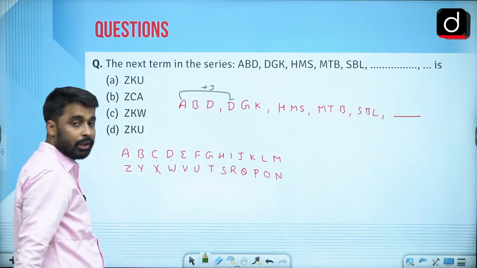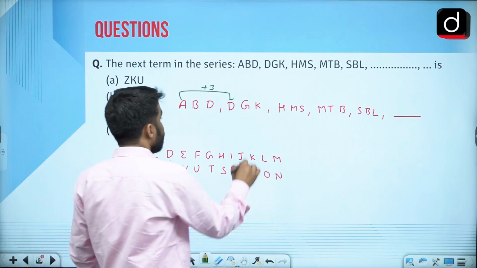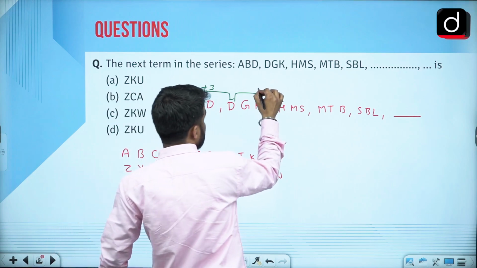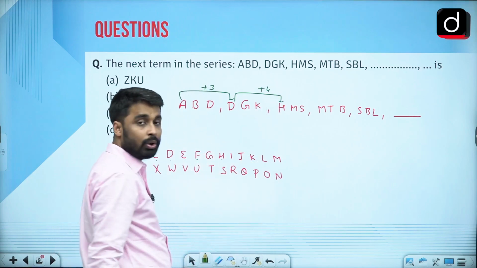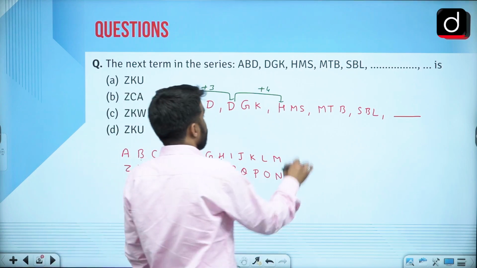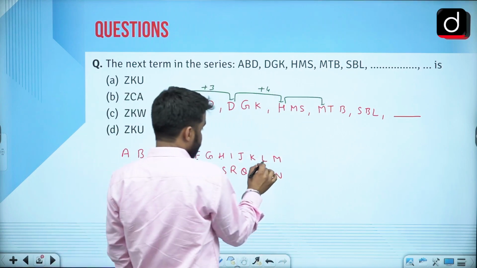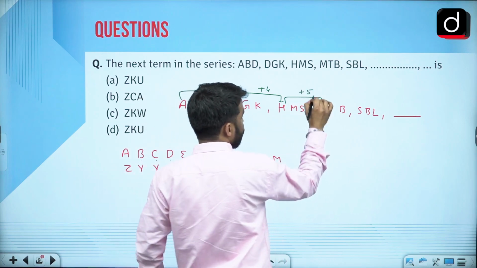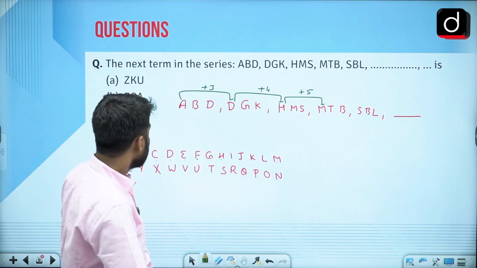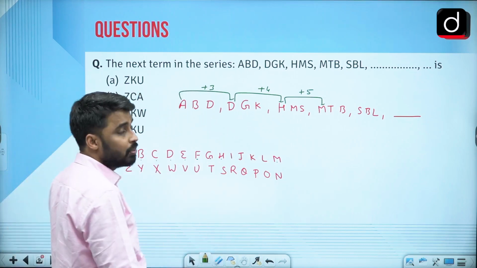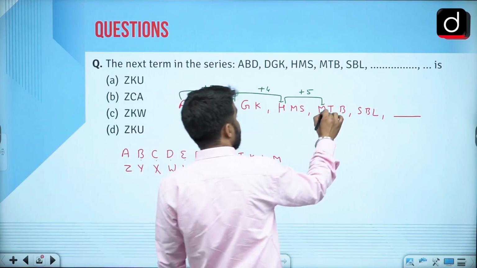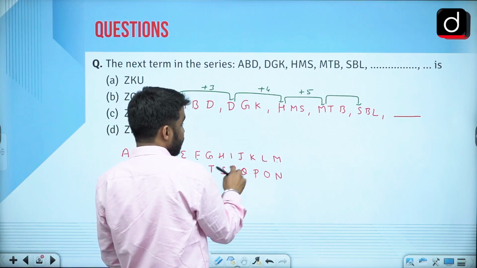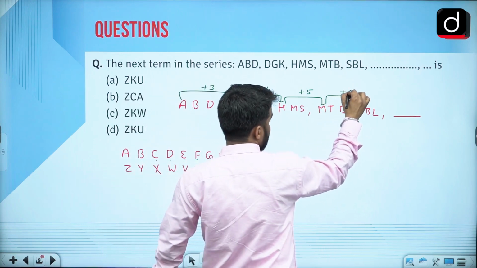3 letters as we are moving in clockwise order. So the gap would be plus 3. From D to H, 1, 2, 3, 4. So the gap is plus 4 as we are moving in clockwise sequence. From H to M, the gap would be 1, 2, 3, 4, 5, so plus 5. So here I can see that every time my gap is increasing by 1 in clockwise sequence. From M to S, the gap is 1, 2, 3, 4, 5, 6, plus 6.